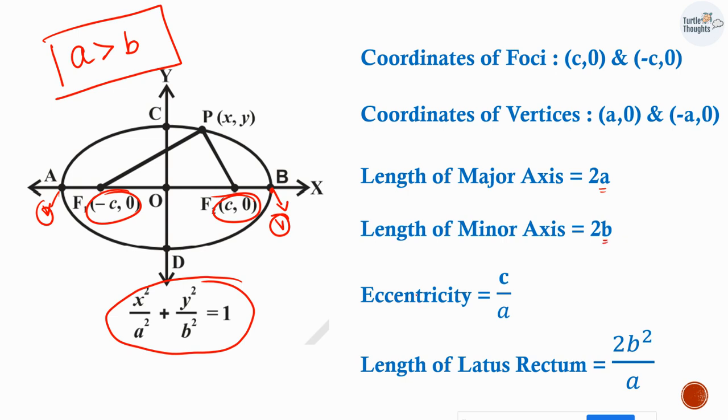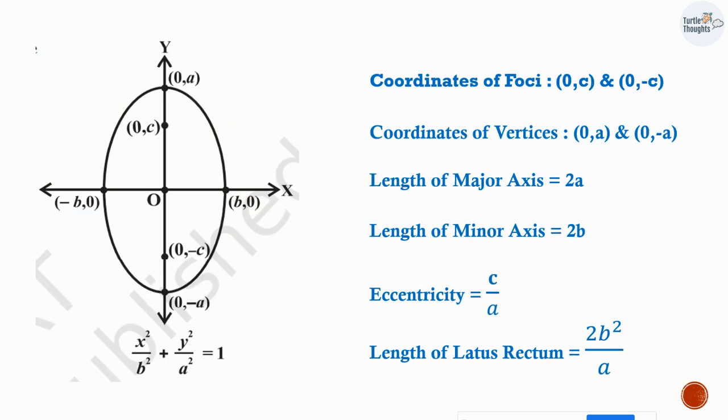Eccentricity is the ratio between c and a. The length of the latus rectum is given by 2b square divided by a. The latus rectum is a perpendicular line segment which passes through the focus and is perpendicular to the major axis. This is going to be the latus rectum. So this is one of the orientations, where the ellipse is elongated along the x-axis.